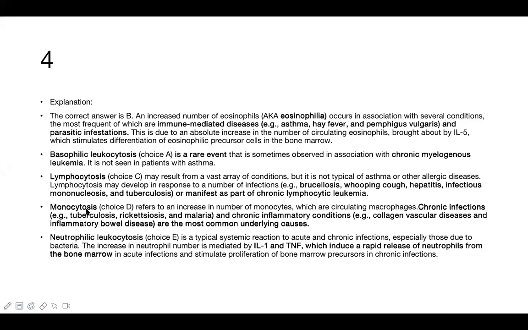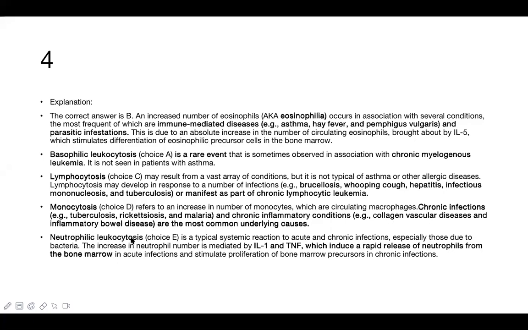What about monocytosis now? Now we all know what a monocyte is. They are the circulating form of macrophages, and they are called chronic inflammatory cells. So in any chronic infection in the body, monocytosis can be there, like tuberculosis, rickettsiosis meaning chronic rickettsial diseases, and even in malaria, multiple connective tissue disorders, and even inflammatory bowel disease would have monocytosis. And the last one is the easiest of them all.